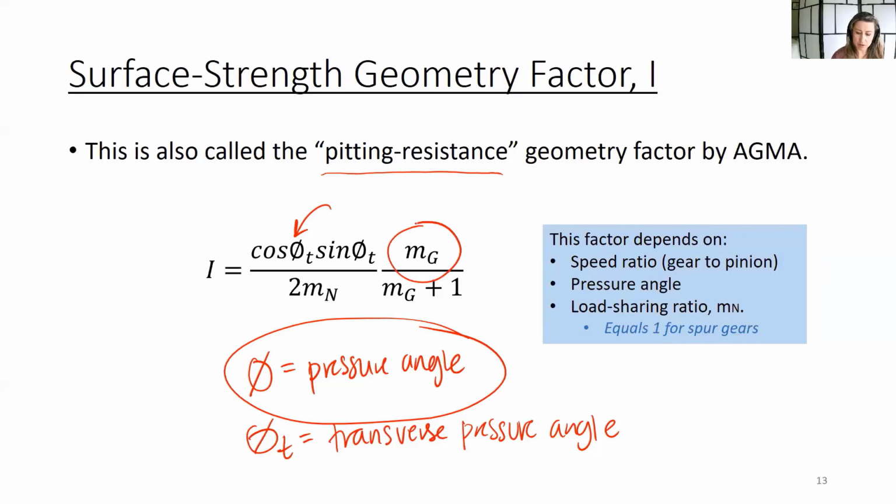mg, you already know what this is. It's the number of gear teeth over the number of pinion teeth. This is exactly what you used in equation 13-11 to find the number of teeth to avoid interference. And then mN is the load sharing ratio, and this is 1 for spur gears. So you should just put this in your analysis tool as an equation, and then pull your inputs from other places in your tool.